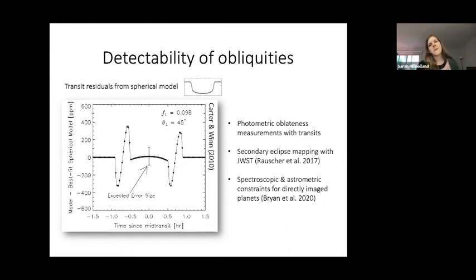And finally, for directly imaged planets, spectroscopic and astrometric constraints have been proposed to constrain the obliquities of these planets, but these are much more distant and in a different regime than the short period planets that I'm talking about here. But in short, there are some promising methods for obtaining more direct constraints in the future, which would be really interesting as a test of some of these theories that we think short period planets may frequently have non-zero obliquities.